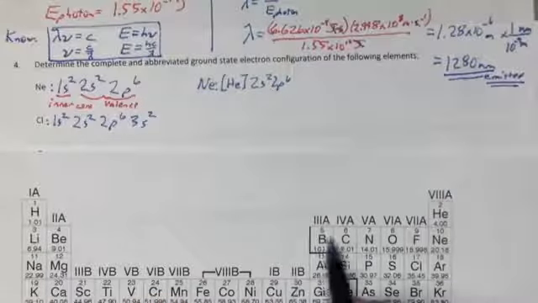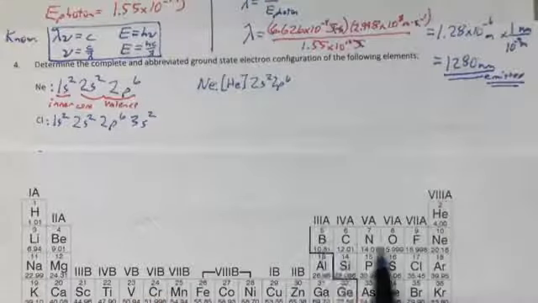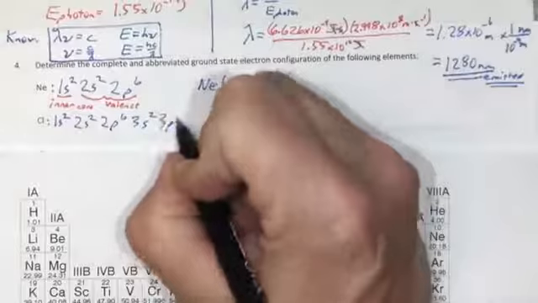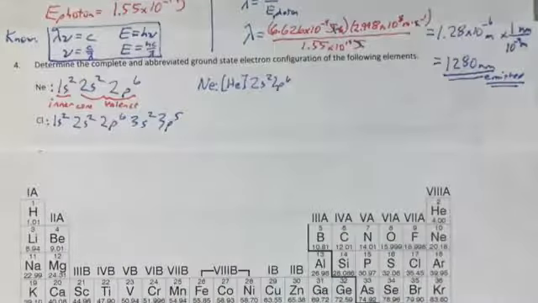How do I know this is 3p? Because the P block starts with 2. 2p, 3p, 1, 2, 3, 4, 5. So it's 3p5. That's the complete electron configuration.